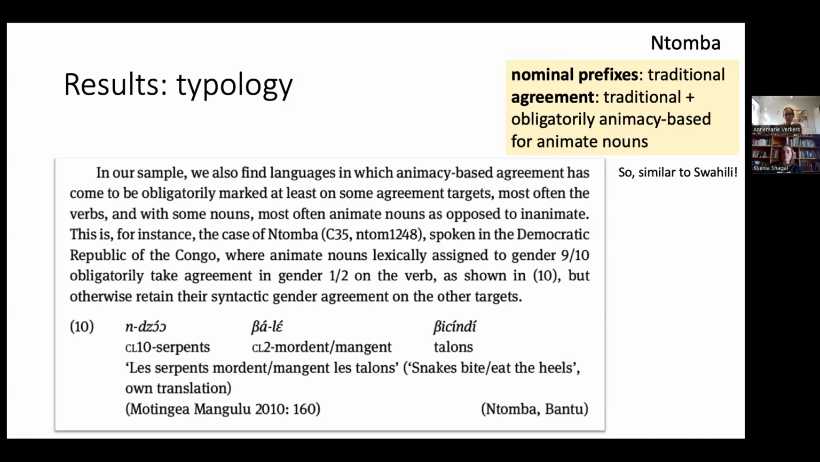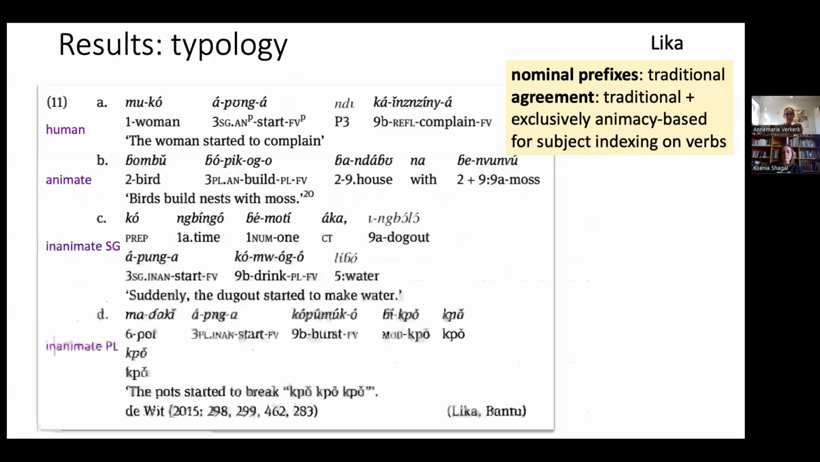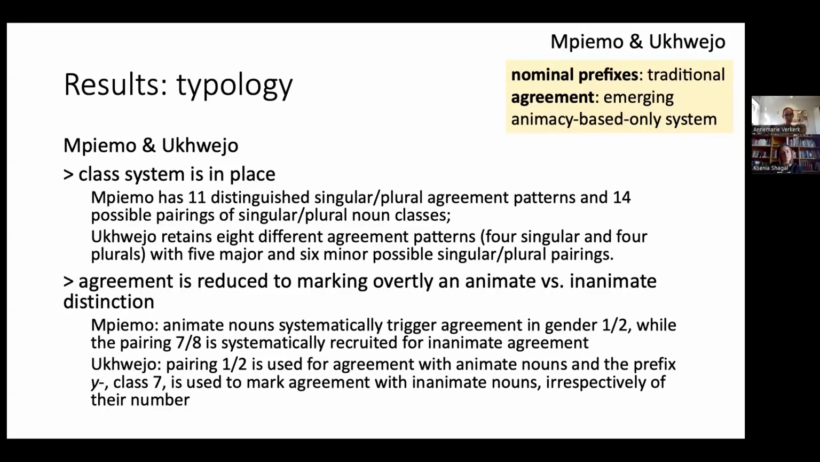But I'm also going to skip some of them because it will take way too much time. I'm going to skip Lika and talk about Mipimo and Nukuyo. So here we have very interesting transition cases that are central for when we want to talk about what happens diachronically with Bantu gender systems.